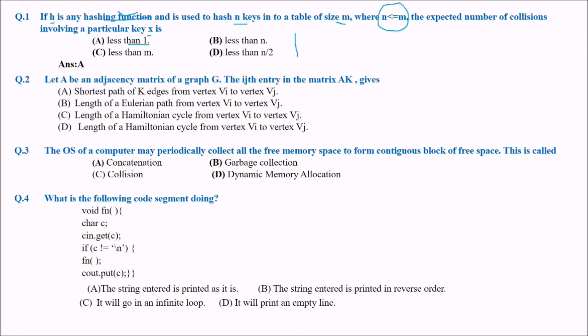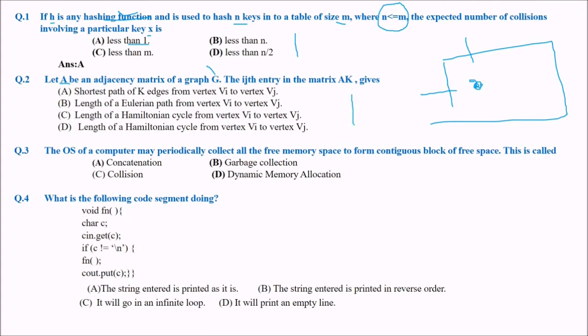The second question is, let A be the adjacency matrix of graph G. You can represent the graph in two forms: one is your adjacency matrix and one is your adjacency list. So if A is the adjacency matrix of graph G, the ijth entry, meaning row i and column j, gives what?